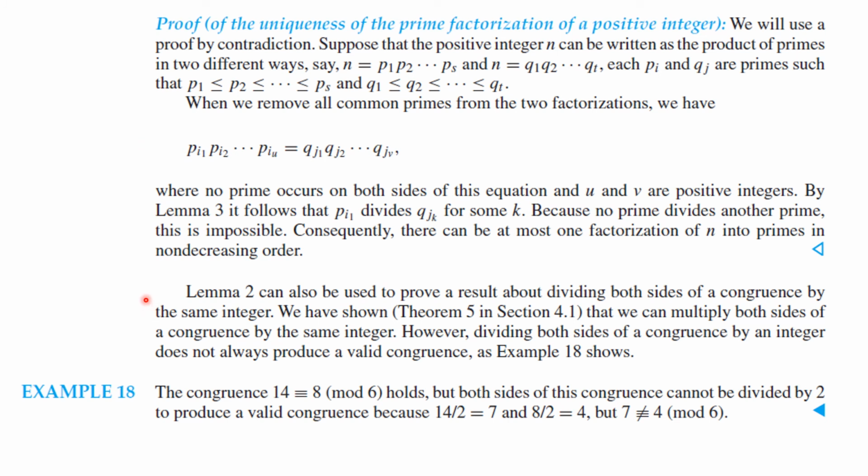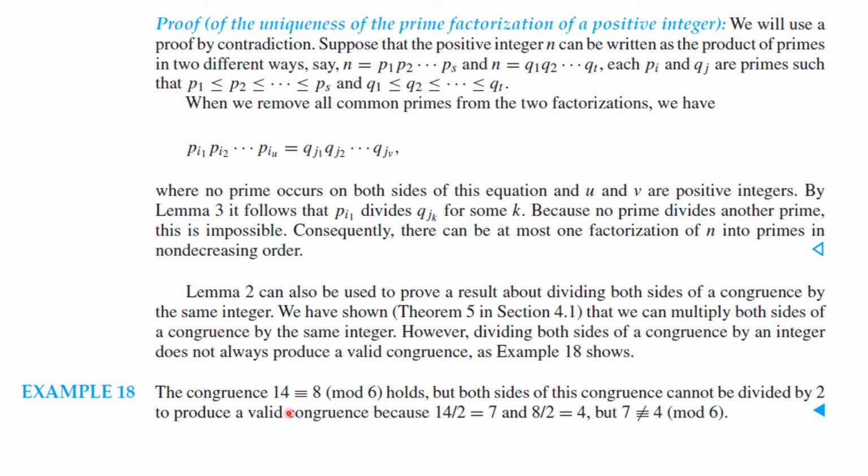Now, lemma 2 can be used to prove a result about dividing both sides of a congruence by the same number. This is a very important example. We have shown previously that we can multiply both sides of a congruence by the same integer. However, dividing both sides of a congruence by an integer does not always provide a valid congruence. As an example, we know that 14 is congruent mod 6 to 8. Because if we divide 6 into 14, it goes twice with 2 remainder. If we divide 6 into 8, it goes once with 2 remainder. So those two things are congruent mod 6.